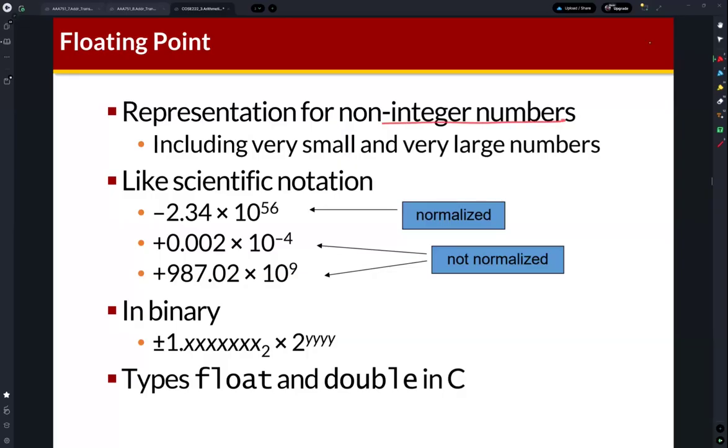It's a real number, but the integer numbers are just excluded, right? So it's a non-integer number. And then we use these floating point numbers for representing very small numbers or very large numbers, or some numbers like 1.2, right? So then how can you represent a floating point number in the decimal number system?